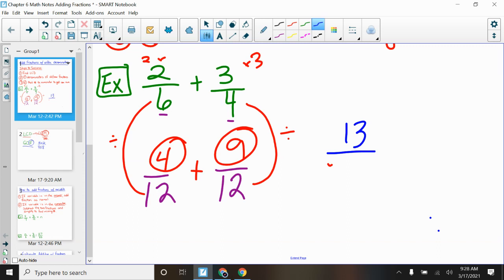13. Now, do we add the denominator? No. Say this. No, we do not. We worked so hard to just find the new denominator that matched, we're not going to mess it up. So 12 remains a 12. And then we make a mix up.